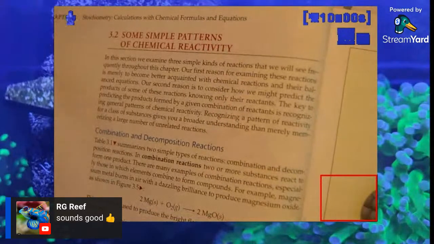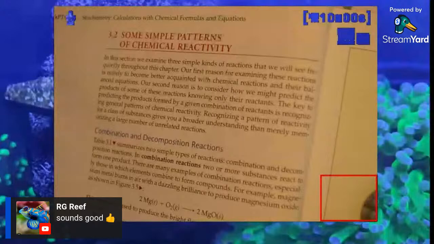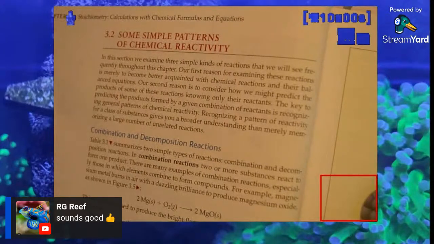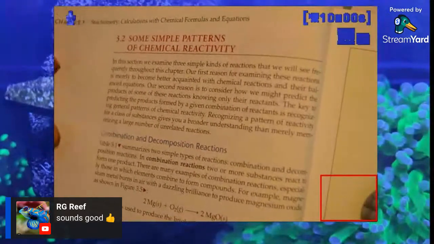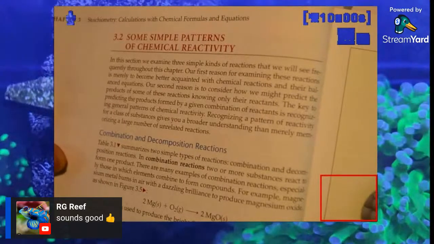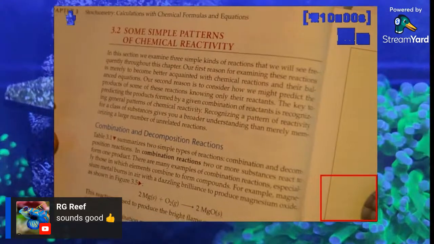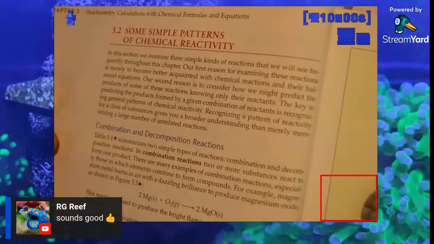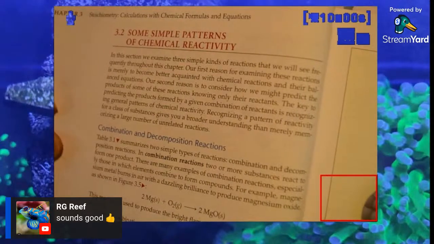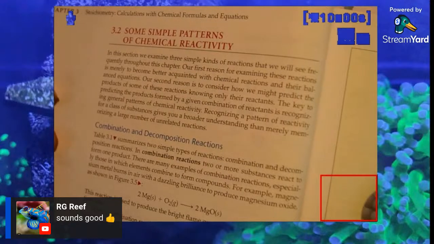Sorry, I looked away. I lost where I'm at. Understanding than merely memorizing a large number of unrelated reactions. Combination and decomposition reactions. Table 3.1 summarizes 2 simple types of reactions, combination and decomposition reactions. In combination reactions, 2 or more substances react to form one product.